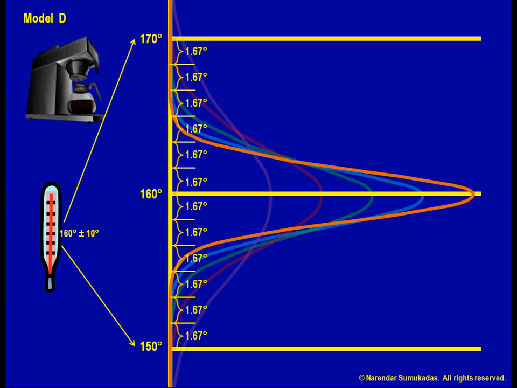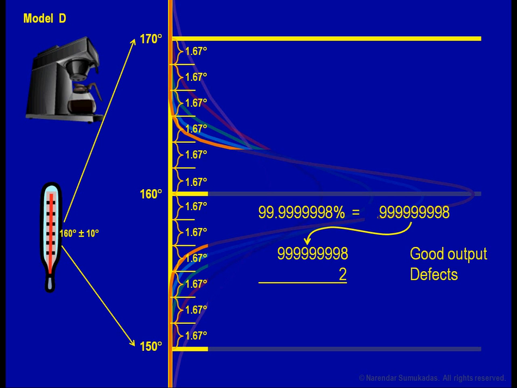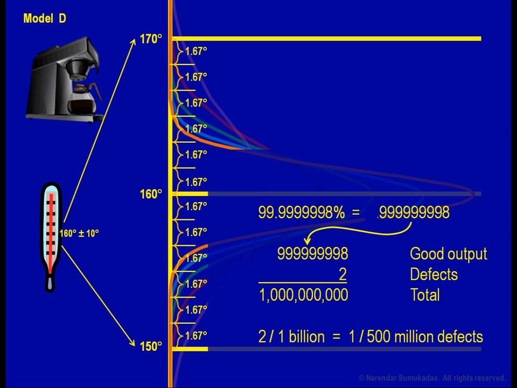My process will stay within the desired temperature range 99.9999998% of the time. Only 0.0000002% of the coffee, or 2 out of every billion cups, or 1 out of every 500 million cups, will be defective.